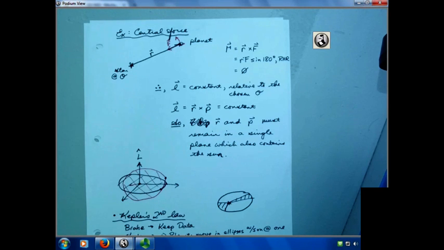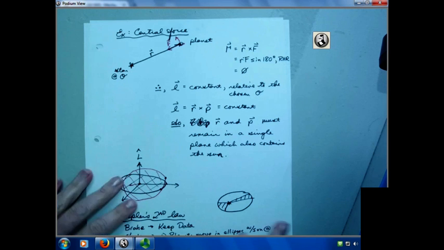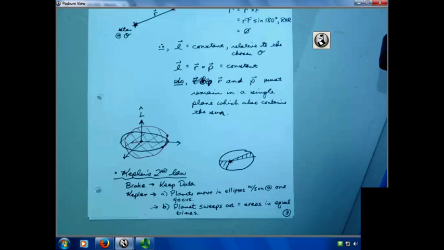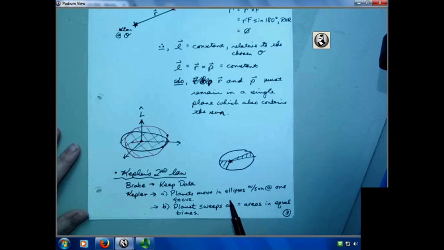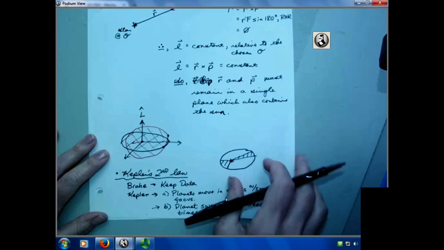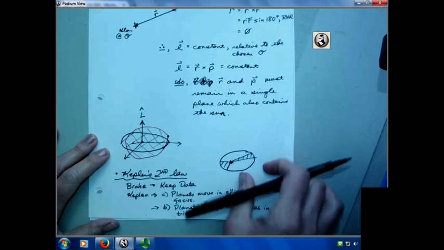Okay. So last time we were talking about Kepler's laws. I apologize, I didn't have any caffeine today, so I'm dragging a bit.